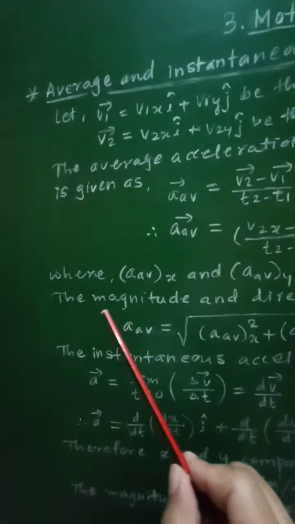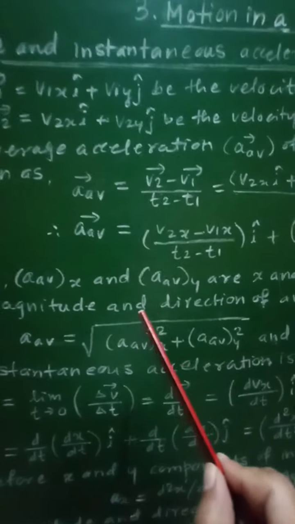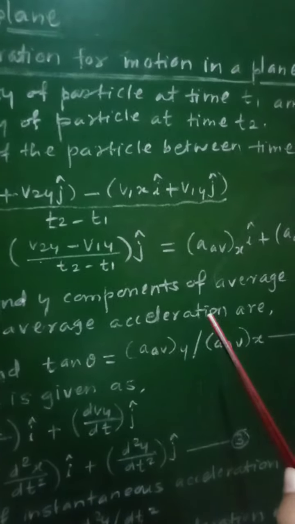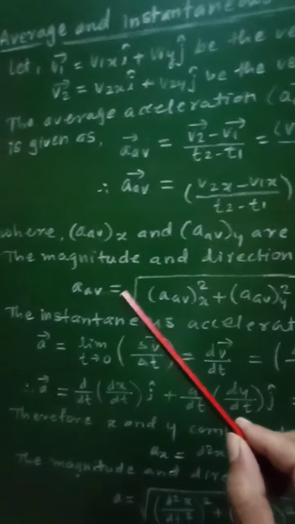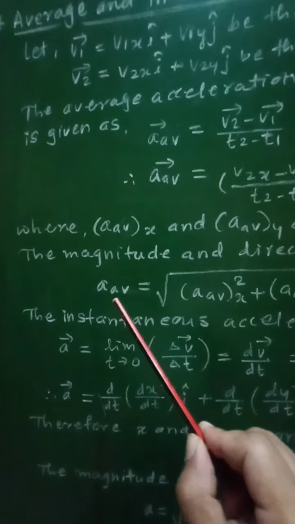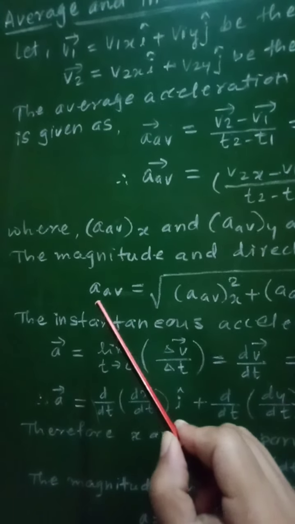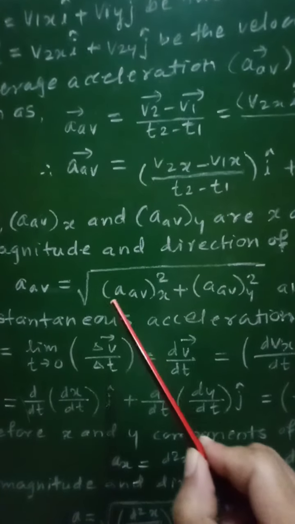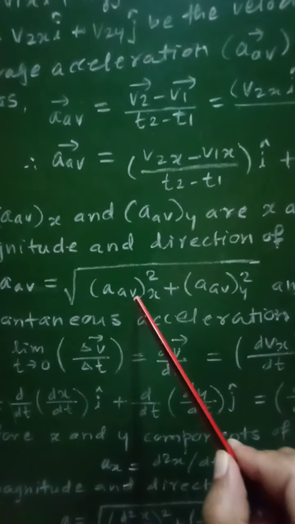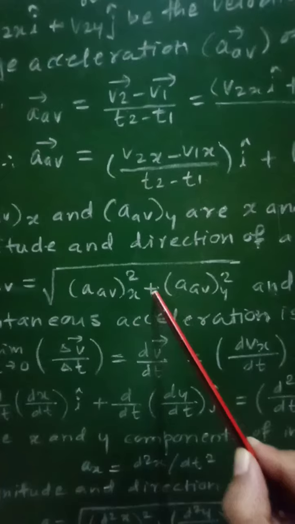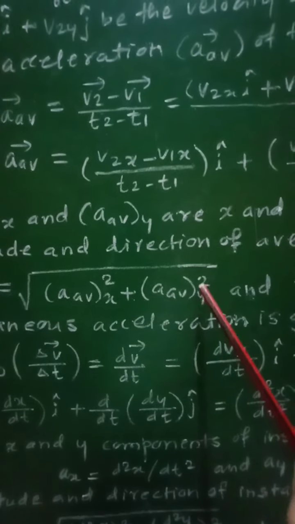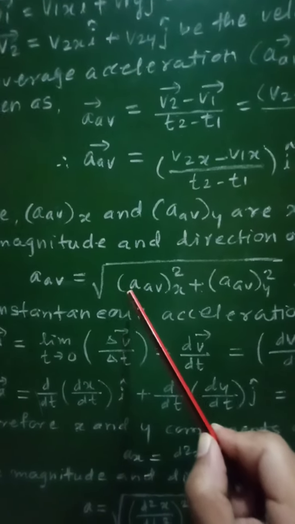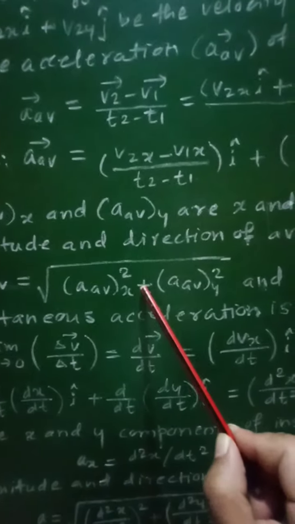of this average acceleration will be given in terms of the x and y components of the average acceleration. The magnitude and direction of the average acceleration are given as: this is the magnitude of average acceleration, that is a_av, equal to square root of a_av,x square plus a_av,y square. So this equation will represent the magnitude of average acceleration.